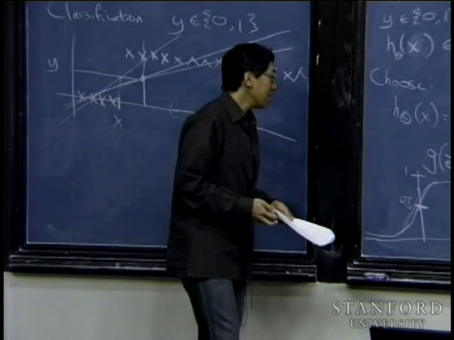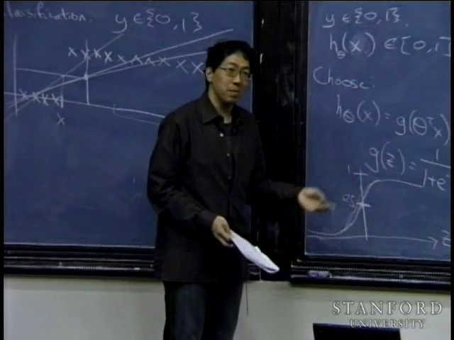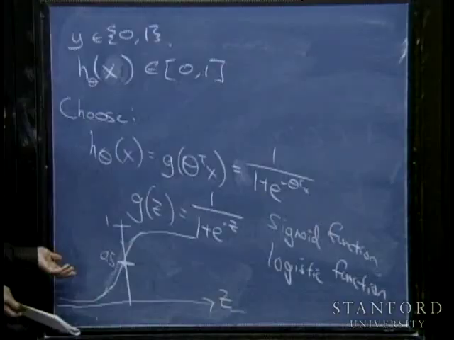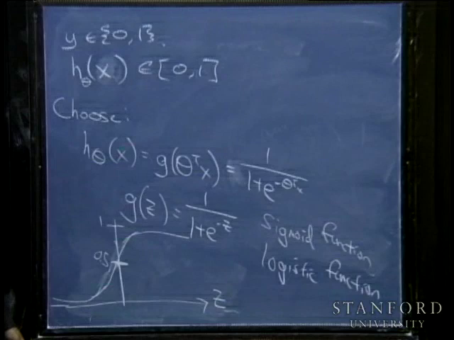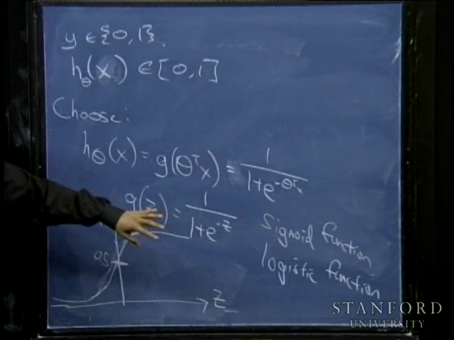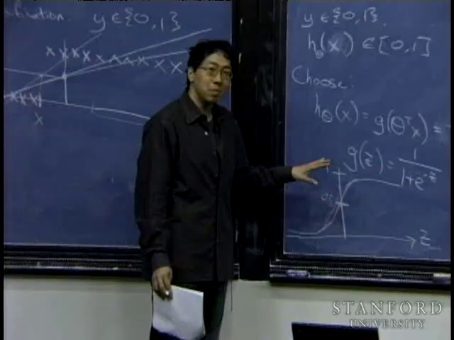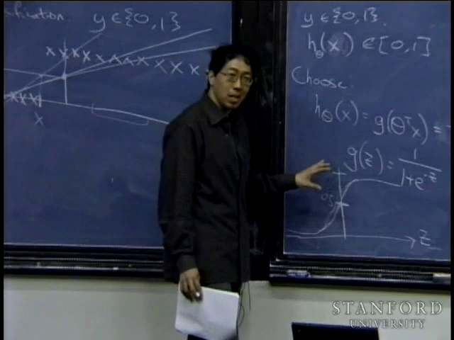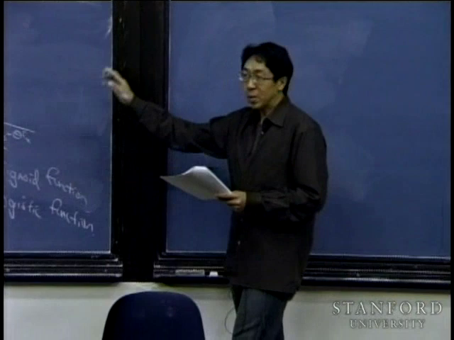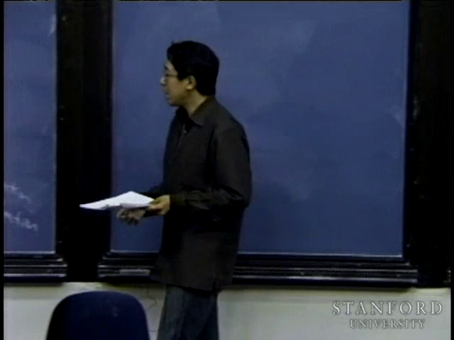So where did I get this function from? I just wrote down this function. It turns out there are two reasons for using this function that we'll come to. One is, when we talk about generalized linear models, we'll see that this falls out naturally as part of a broader class of models. And another reason that we'll talk about next week is that there are, I think, very beautiful reasons for why we choose the logistic function. So we'll see that in a little bit. But for now, let me just define it, and take my word for it that this is a reasonable choice. But notice now that the values output by my hypothesis will always be between 0 and 1.